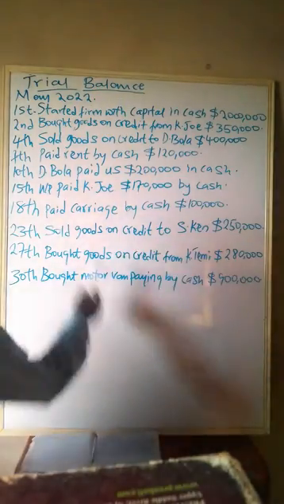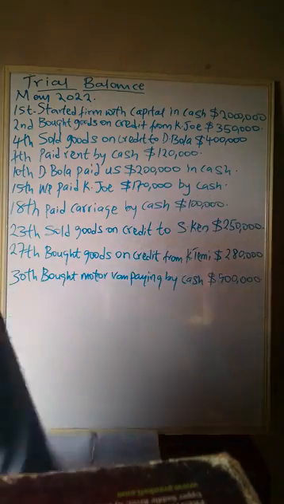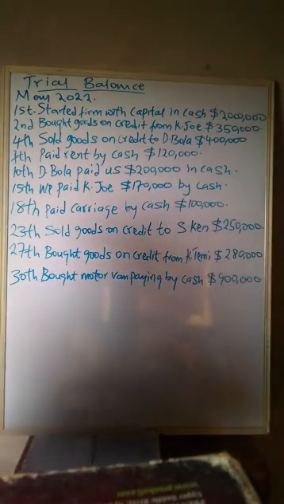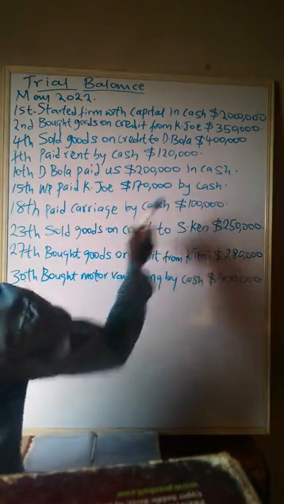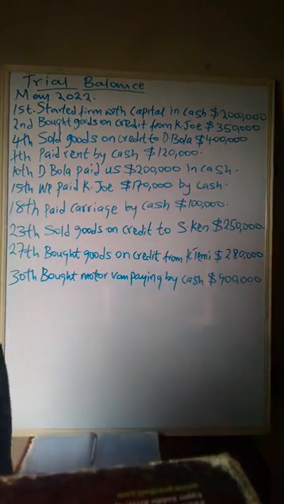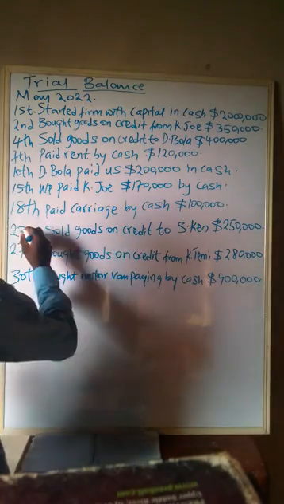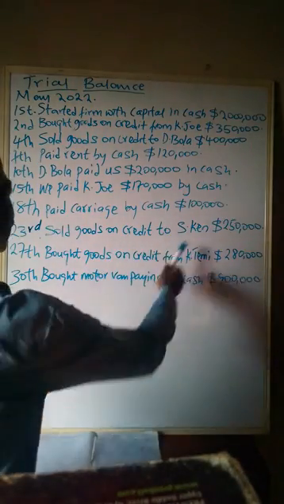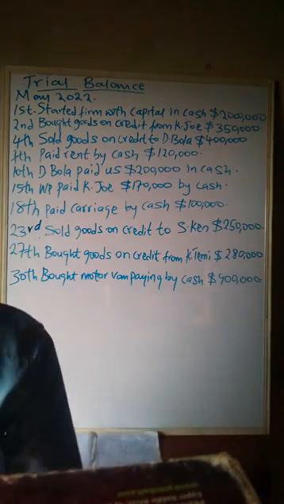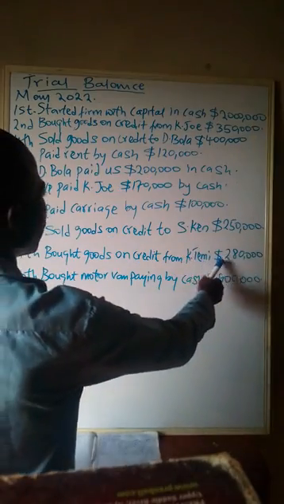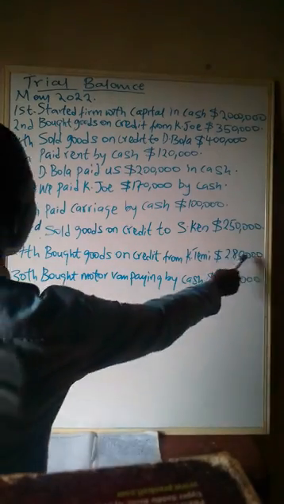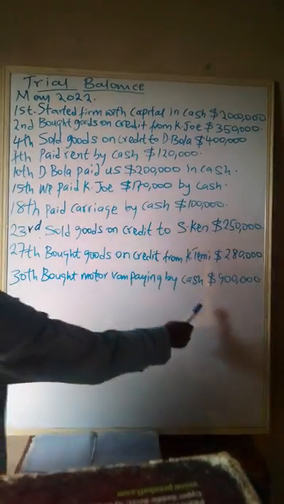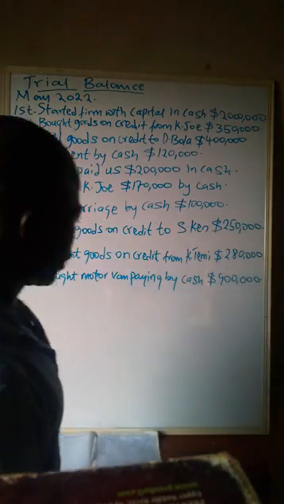10th of May 2022, Debola paid us $200,000 in cash. 15th of May 2022, we paid K. Joe $170 by cash. 18th of May, paid carriage by cash, $100,000. 23rd of May 2022, sold goods on credit to S. Ken, $250. 27th of May 2022, bought goods on credit from K. Temi, $280,000. 28th May 2022, bought motor van paying by cash, $900,000. So that is the question.